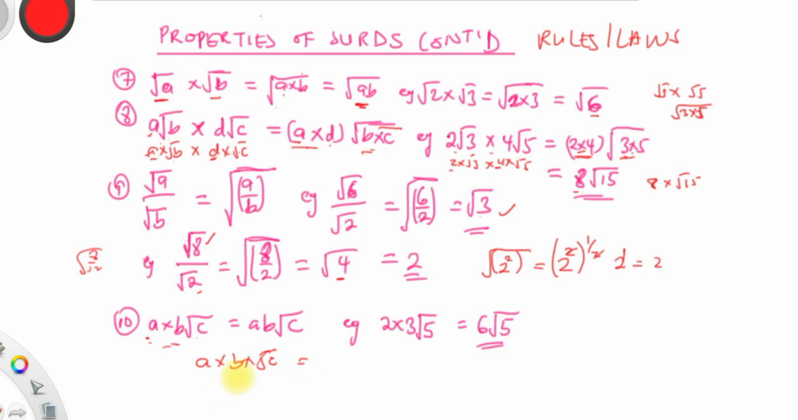So this one is going to multiply these two together. A times b is ab, so times the square root of c. And this multiplication means that you get ab root c, the square root of c. It is as simple as that.